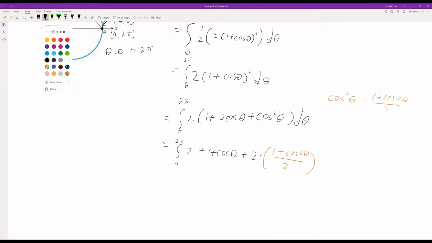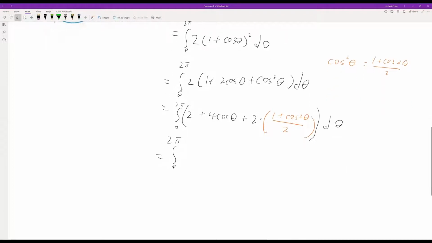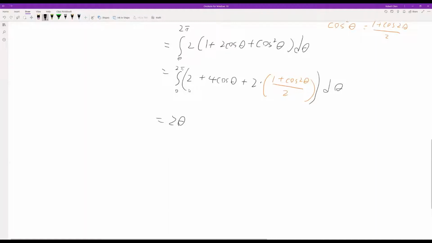Right, and then d theta. Let me put everything in parentheses here. All right, so we can now integrate each one of them. So 2 will be 2 theta, 4 cosine will be 4 sine, right? And this whole thing in our last term, this is just 1 plus cosine 2 theta, right? So integrate that, we get plus theta plus sine 2 theta over 2, right? By the chain rule.